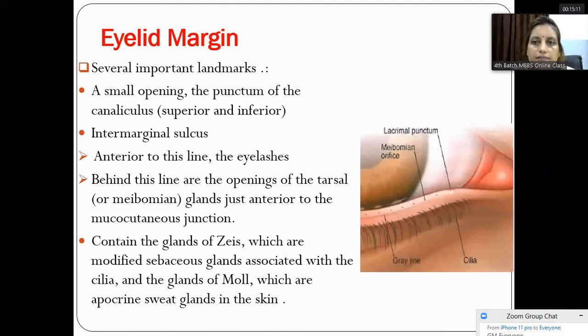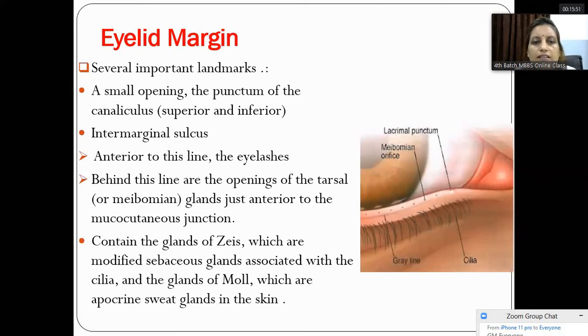Intermarginal sulcus, which is also called the gray line, and anterior to this the eyelashes are present, which you can see in the picture. Anterior to this is the gray line, and you can see just anteriorly the eyelashes. Behind these lines are the openings of the tarsal or meibomian glands, just anterior to the mucocutaneous junction. So just behind the gray line, you can see the small hole-like openings.